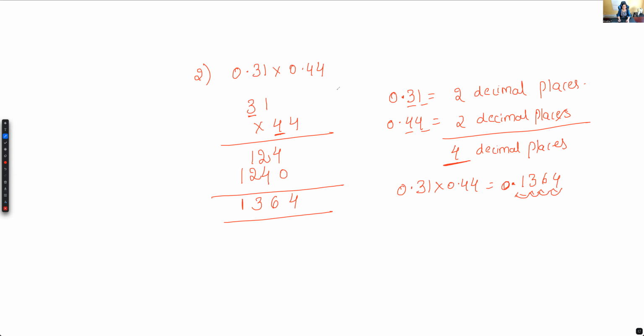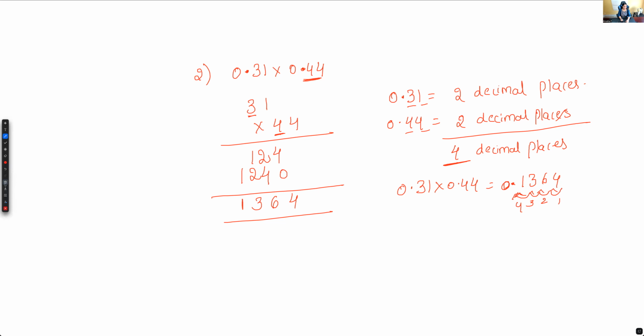Okay. First, what we did: in 0.31, we just took the number 31, and in 0.44, we just took 44, and we did the regular multiplication. After the regular multiplication, in 0.31 we have 2 decimal places, and in 0.44 we have 2 more decimal places. So in total, we have 4 decimal places. So we are jumping in the final answer 4 times and keeping the decimal point. Okay.